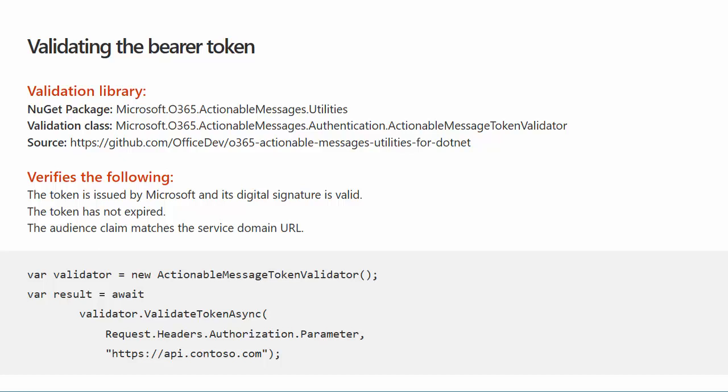And you can see a little code snippet. It's really quite simple: create a new instance of the validator class, and then just await the response to the validate token call. What we're passing in is the actual authorization parameter of the request header, which basically means that bearer token. And then I'm saying my name or my URL is api.contoso.com. Make sure the audience matches that for me. Again, a way for us to make sure.